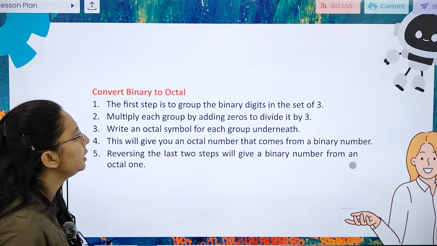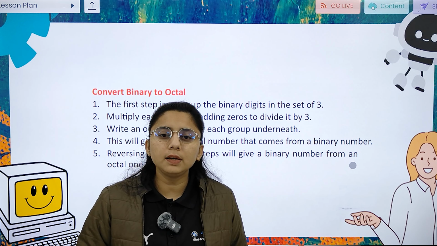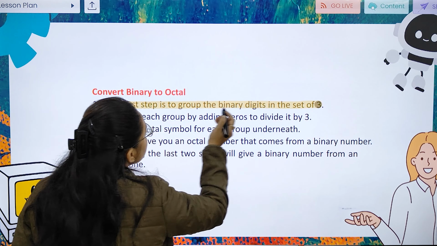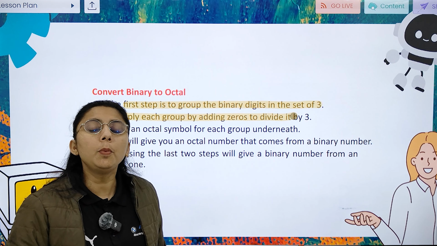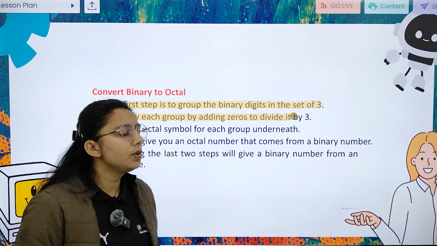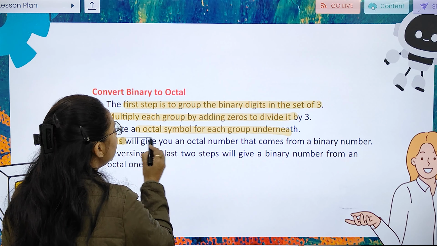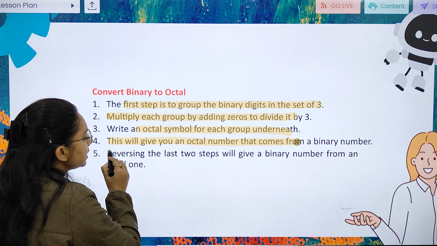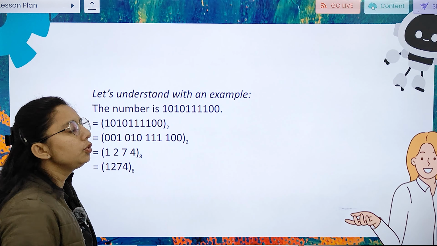Now, we have to convert binary to octal. We have converted binary to decimal, decimal to binary. Now, we will convert binary to octal. The first step is to group the binary digits in sets of 3. Then, you have to multiply each group by the place values and add. Write the octal symbol of each group, and this will give you an octal number that comes from a binary number. Reversing the last two steps will give a binary number from an octal. In this, you have to use the base 8.